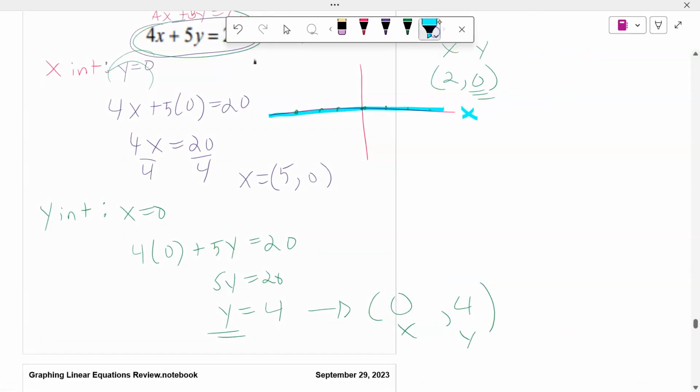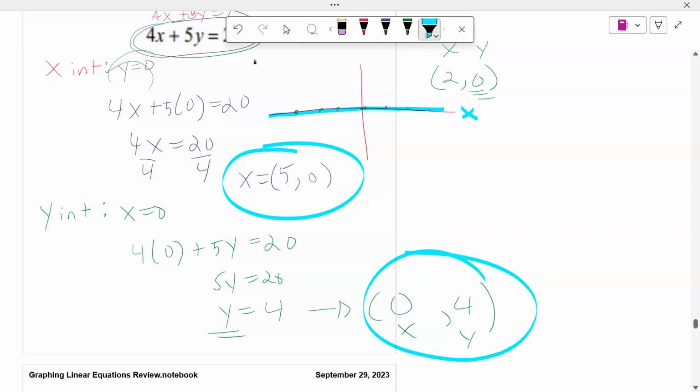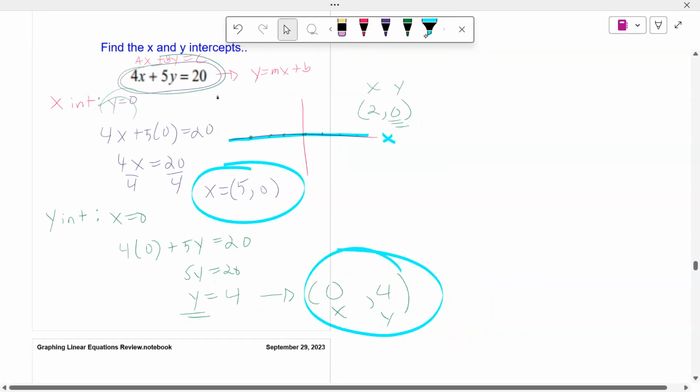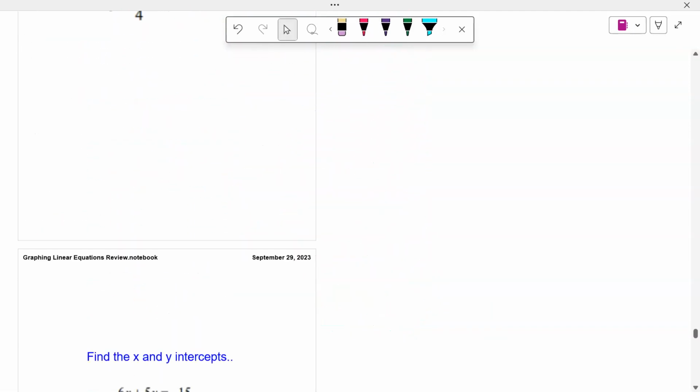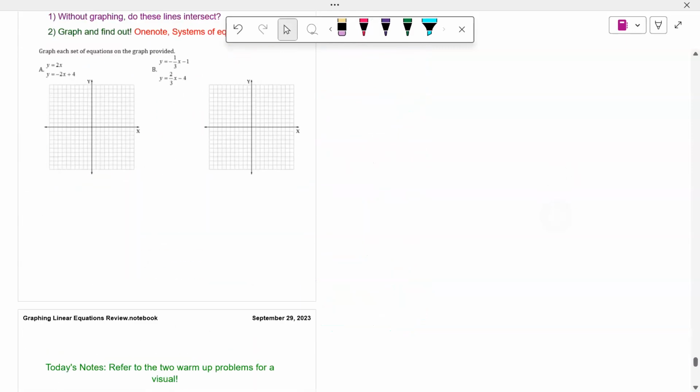And technically, once you have these two, you only need 2 points to graph a line. So you can plot the point 5, 0, plot the point 0, 4, draw a line connecting the dots, arrows on the end, and you could graph that way as well. But it's important you know how to find x and y intercepts algebraically. So let's move on to the last part that we really care about.